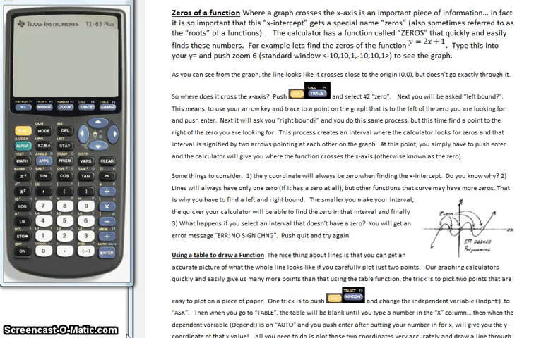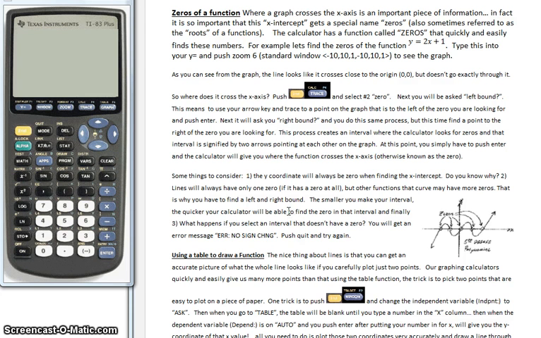It's quite simple actually. You have to graph the function and then you have to basically ask it where it crosses the x-axis. Those are what we call zeros. There's a key that does it for you, you just need to know where to look for it.